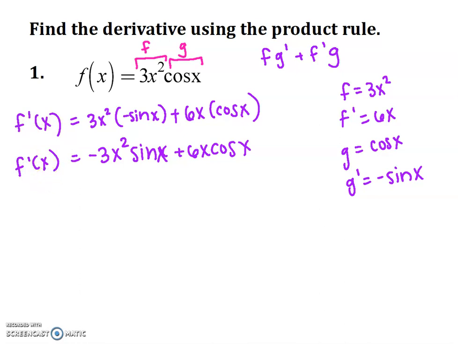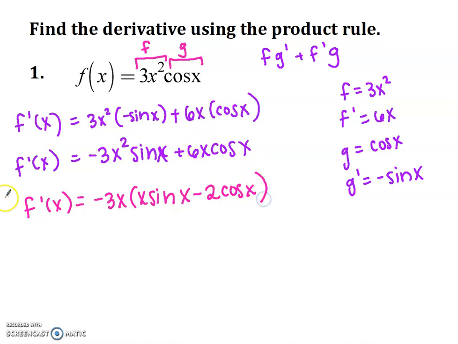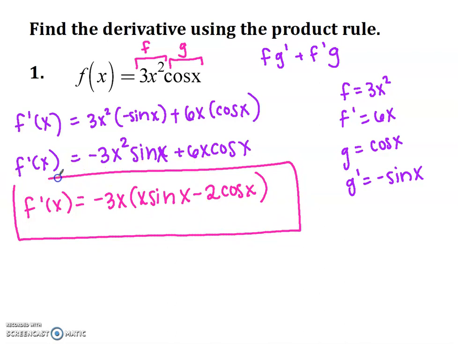And then what you can do from here is take out your GCF. So I'm going to go one step more and factor out a negative 3x. I can't take out a trig function because they're different. So what that's going to leave me with is an x times sine of x. Then from the 6, if I take out a negative 3, 6 divided by negative 3 is going to be negative 2. That x is gone, and I'm still left with cosine of x. So that right there will be our derivative.